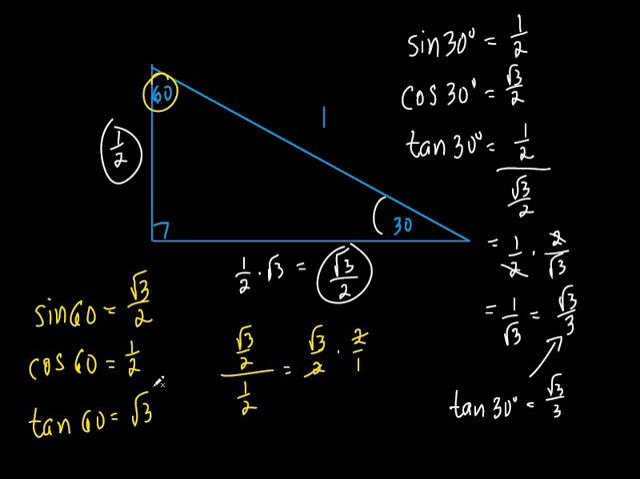Wait, but you did the tangent for 30. Mm-hmm. And you got 1 over square root of 3. I got lost. What did you do after that? I multiplied the top and the bottom by the square root of 3. 1 times square root of 3 is square root of 3. Square root of 3 times square root of 3 is just 3. Okay? You didn't have to do that here because the square root was on the top. So you didn't have to worry about that.